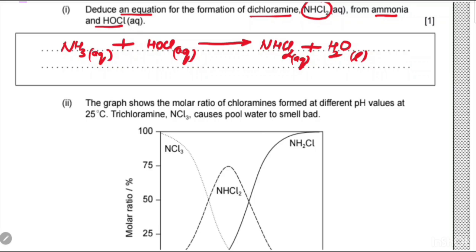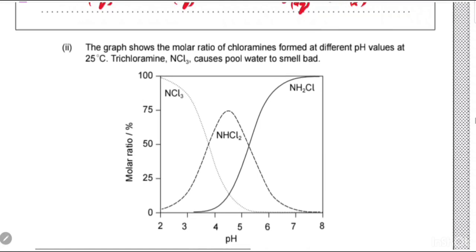And we have to balance this equation also. There are two chlorine on the right hand side. If I put 2 in front of HOCl, chlorine is balanced. There are 5 hydrogen and 2 oxygen, so I have to put 2 in front of water. Now this equation is balanced. 1 mole of ammonia reacts with 2 moles of HOCl, gives you 1 mole of dichloramine and 2 moles of water. For this equation, I will get 1 mark.